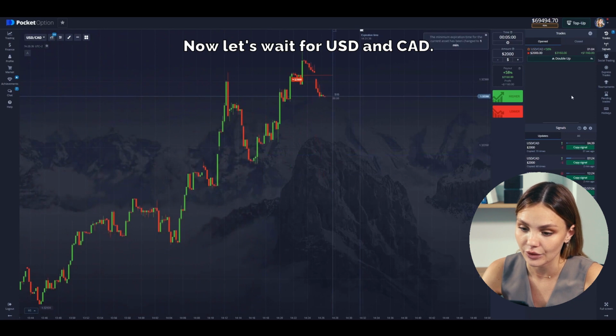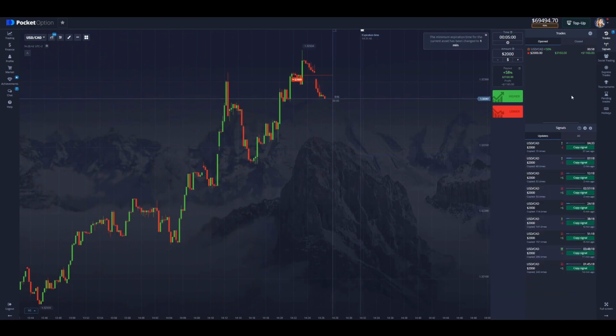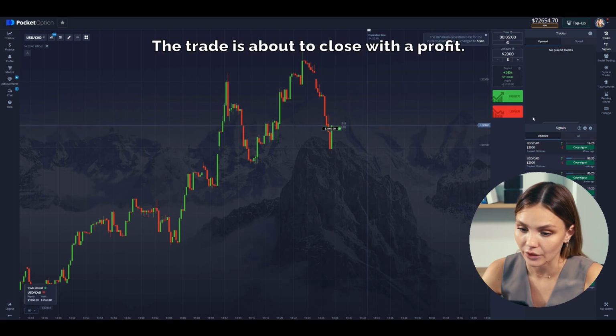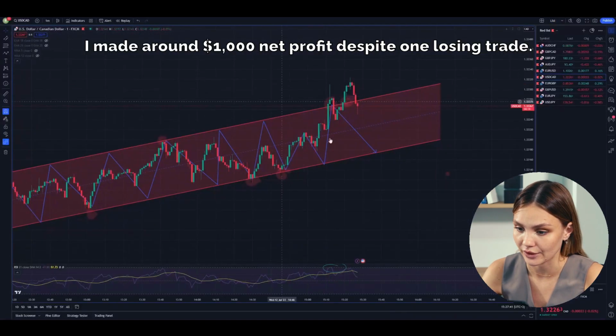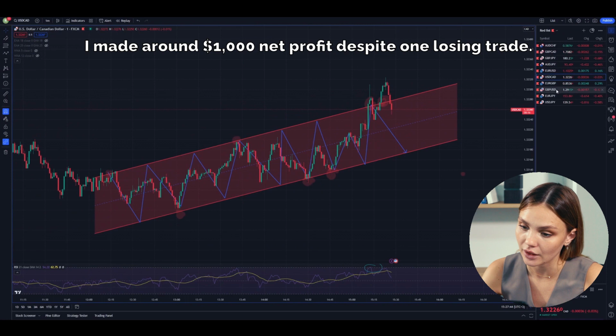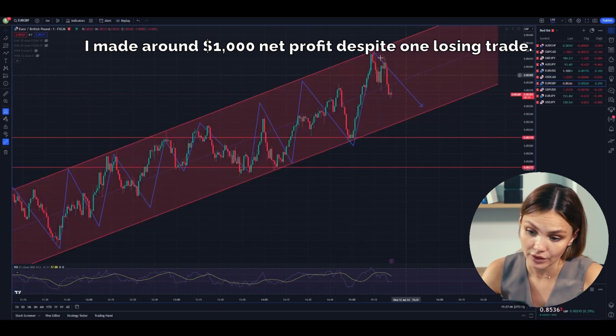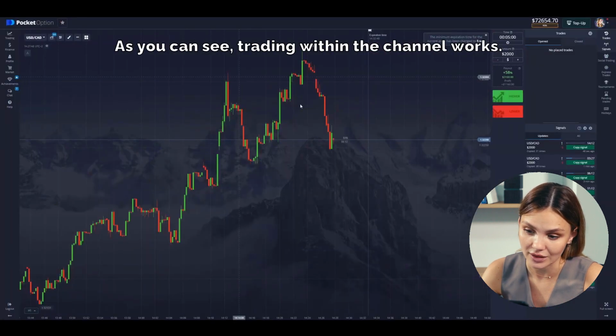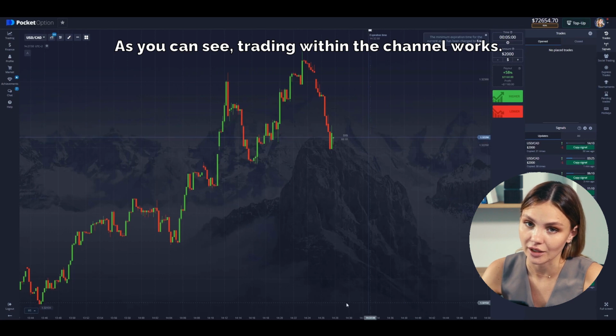Now let's wait for USD and Canadian dollar. There we go. The trade is about to close with a profit. I made around 1,000 net profit despite one losing trade. As you can see, trading within the channel works.